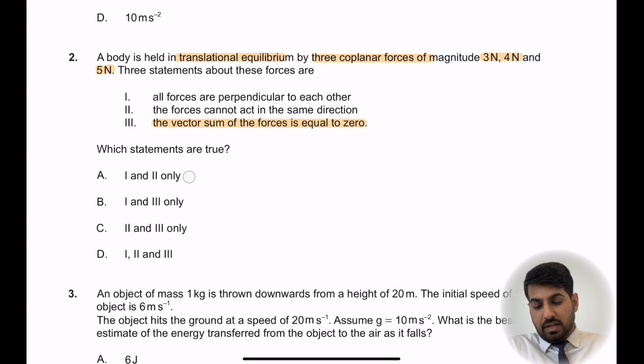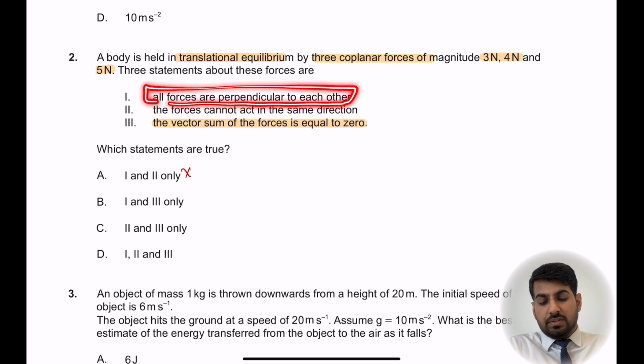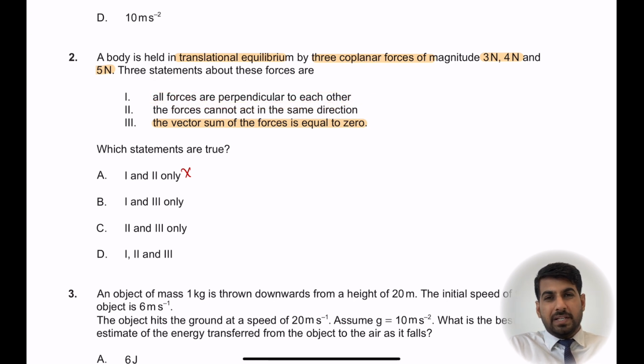So option number A I already read, yeah, it will be incorrect. Now we have to see which one is true, first or the second. All forces are perpendicular to each other. If they are perpendicular to each other, then they may not be equal to 0. The F net will be there, some net force will be there. So this cannot be the case.